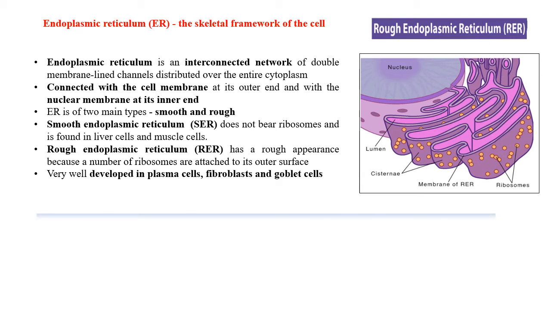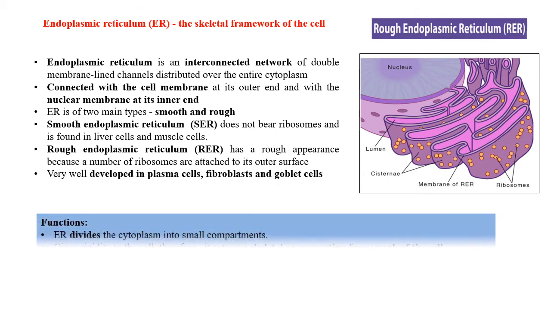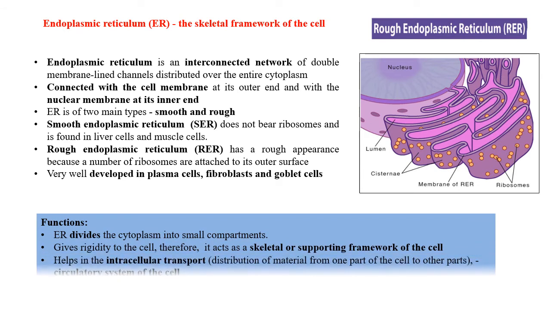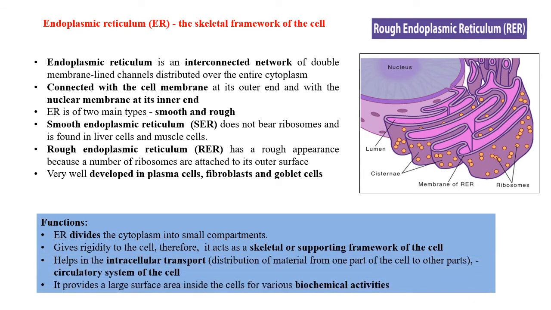Functions. Endoplasmic reticulum divides the cytoplasm into small compartments. It gives rigidity to the cell. Therefore, it acts as a skeletal or supporting framework of the cell. It helps in intracellular transport, distribution of material from one part of the cell to other parts. Hence, it is also known as the circulatory system of the cell. It provides a large surface area inside the cells for various biochemical activities.